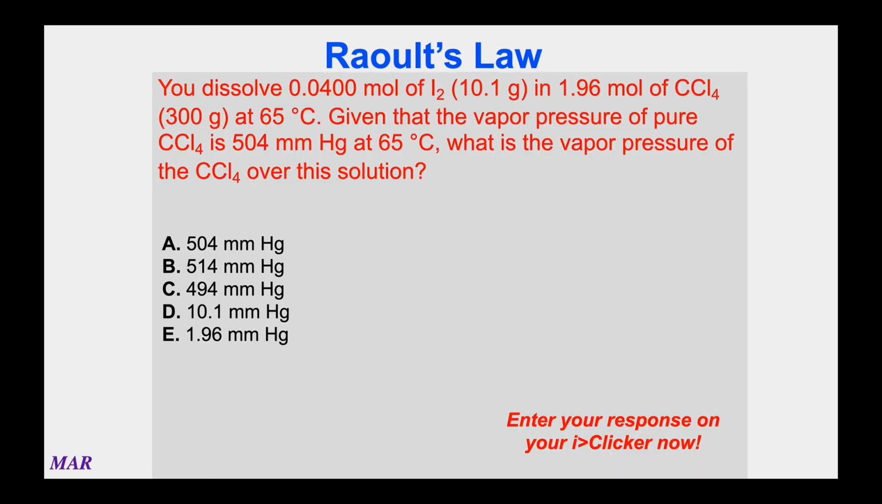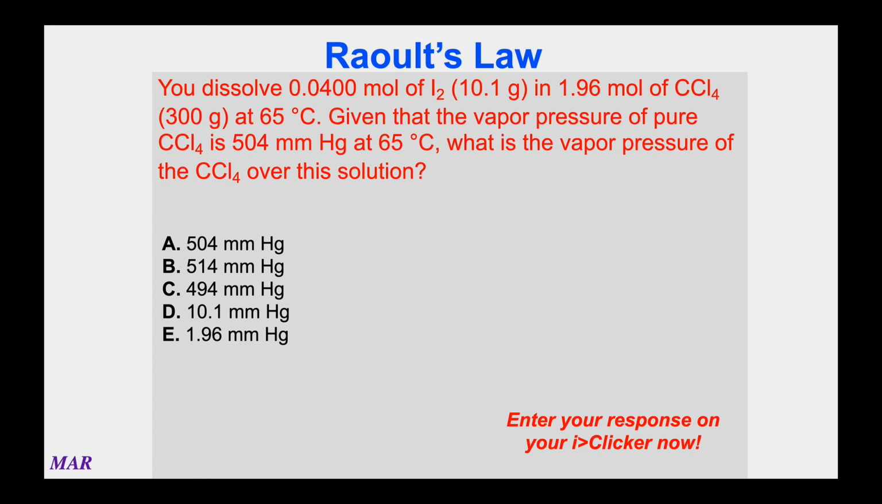So here's a question you might see that's related to Raoult's law. We have 0.0400 moles of iodine, 10.1 grams, in 1.96 moles of carbon tetrachloride, 300 grams. CCl4 is very nonpolar. Iodine is nonpolar, so they make a good solution because their intermolecular forces are close to each other. So given the fact that the vapor pressure of pure CCl4 is 504 millimeters of mercury at this temperature, 65 degrees Celsius, what's the vapor pressure of the CCl4 over this solution?